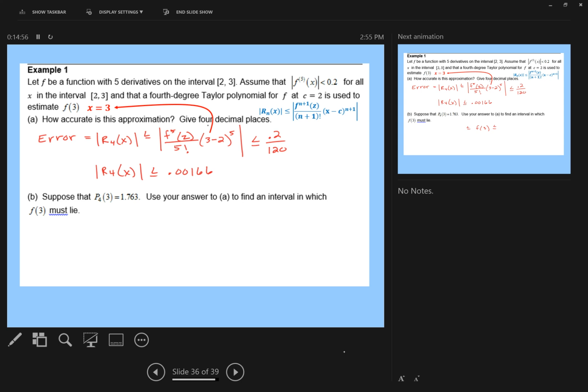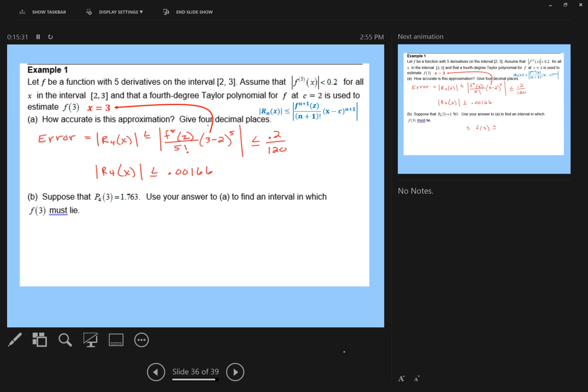I'm confused as to how you got it. Why is there another inequality right there with the 0.2 over 120? Oh, I just did some simplifying. Since that said the remainder is less than this, I just kept my notation less than or equal. Okay, so you already simplified the 3 minus 2 to the 5th. Yeah. I simplified that to be 1, so all I really have is 0.2 over 5 factorial. It's just simplifying that absolute value. Okay, yes, thank you.